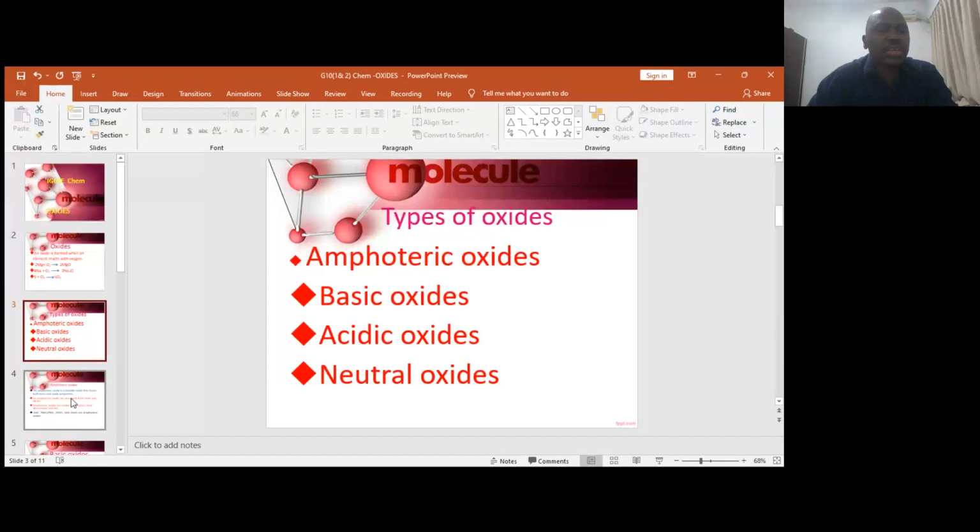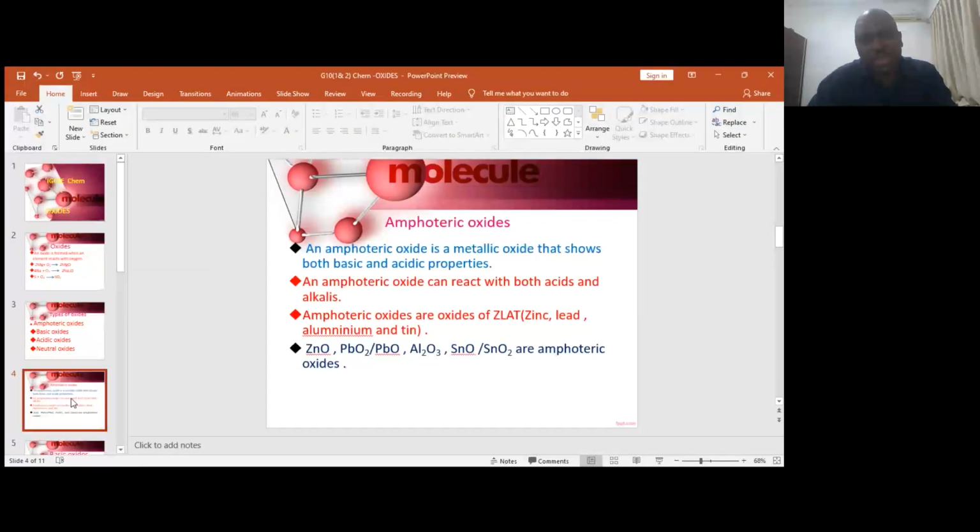Next, let's look at amphoteric. Like I told you before, amphoteric means something that can react with an acid and a base at the same time. So amphoteric oxides are metallic oxides that show both basic and acidic properties. So what it means is that they can react with acids and bases.